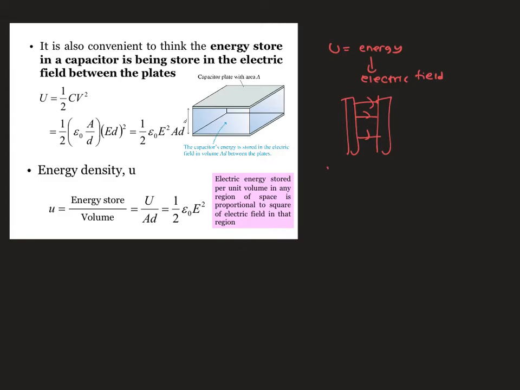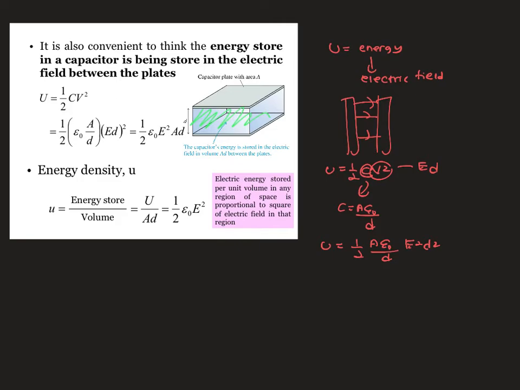We derive the equation U equals 1 over 2 C V squared. Please remember that C, in relation with the area and d, is C equals A epsilon naught over d, and for V you put E d. So you get U equals 1 over 2 A epsilon naught over d times E squared d squared. To find the energy density, we need to divide by the volume, which is the volume between the plates where the electric field exists.